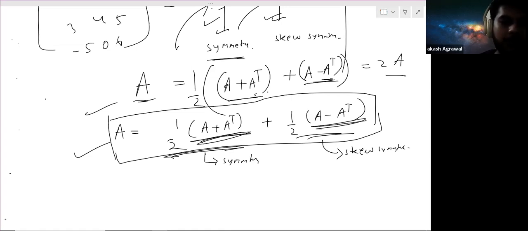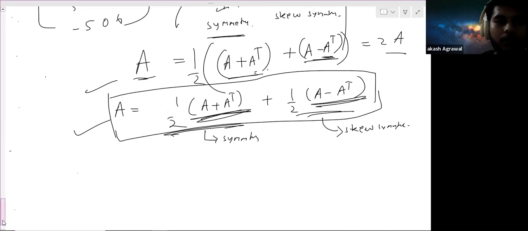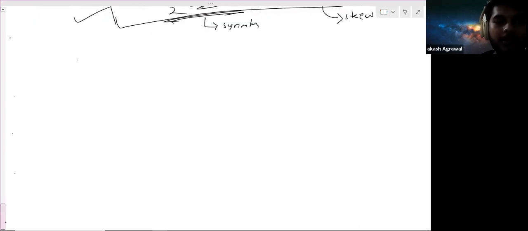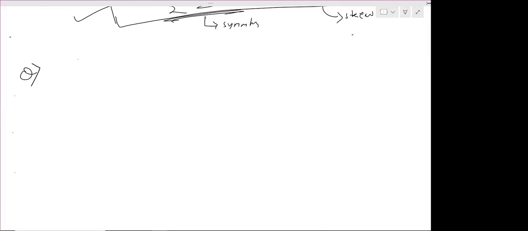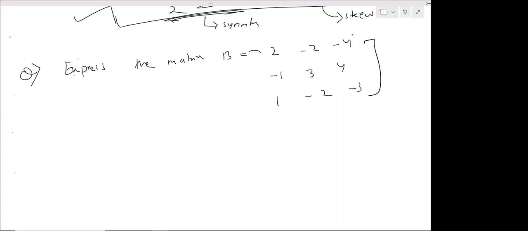So let's solve one question on this. The question is very simple and has a lot of numbers, but you will have to do the calculation carefully. Express the matrix B equals 2, minus 2, minus 4, minus 1, 3, 4, 1, minus 2, minus 3, in the form of the sum of symmetric and skew symmetric matrices.